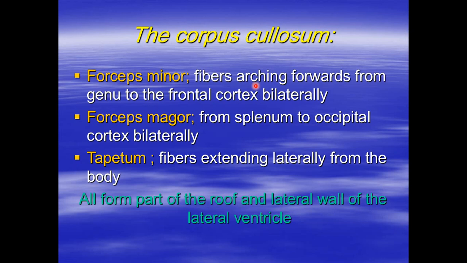While the tapetum are fibers that extend laterally from the body of the corpus callosum. All form a part of the roof and the lateral wall of the lateral ventricle. So the forceps major, the forceps minor, and the tapetum are parts of the roof and the lateral wall of the lateral ventricle.